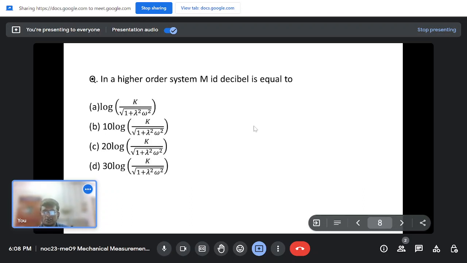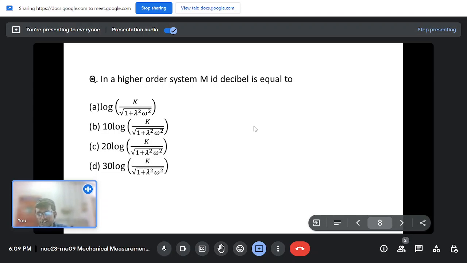So moving on, in a higher order system, M in decibel is equal to... it's not M, it's M in decibel is equal to: A, 20 log of k by root over 1 plus lambda square omega square, where lambda is the time constant and omega is the natural frequency. B is 10 log of k by root of 1 plus omega square lambda square, C is 20 times the option A, and D is 30 times the option A.